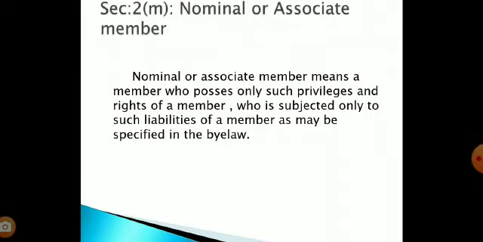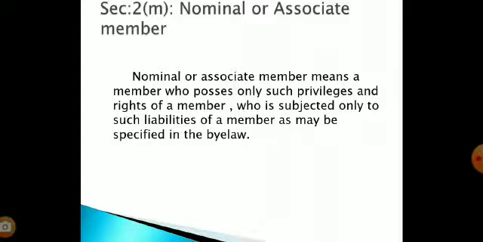Then what is nominal or associate member? Nominal or associate member means a member. This is an important definition from the examination point of view. Nominal or associate member means a member who possesses only such privileges and rights of member, who is subject to only such liabilities of member as may be specified in the bylaw. We already said that the bylaw specifies the rules and regulations of the working of the cooperative society. Here the bylaw defines the rights and liabilities of the nominal or associate member.